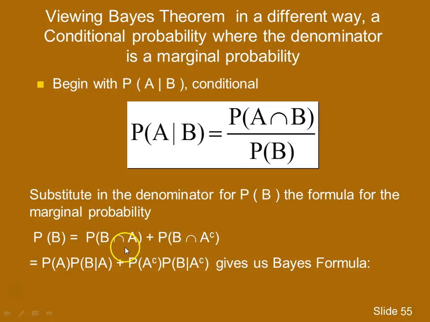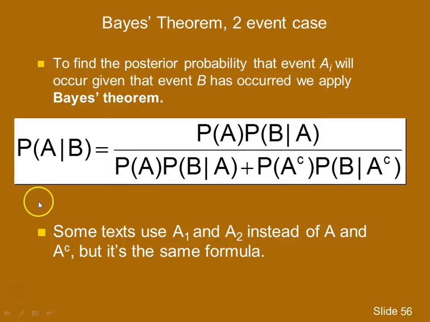And as we just did a minute ago, that can be broken down into the probability of A times B given A, plus the probability of A complement times the probability of B given A complement. If you substitute that in the denominator, and also apply the rule of intersections to the numerator, you're going to get the following formula. The probability of A given B is equal to the probability of A times the probability of B given A, over the probability of A times the probability of B given A, plus the probability of A complement times the probability of B given A complement.